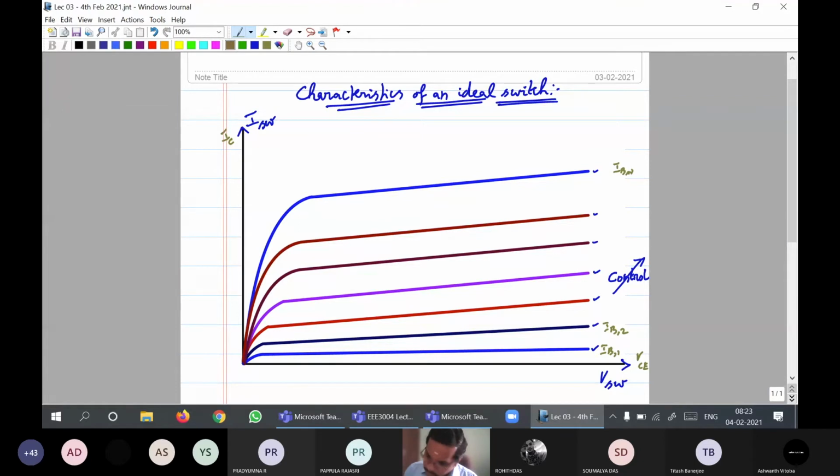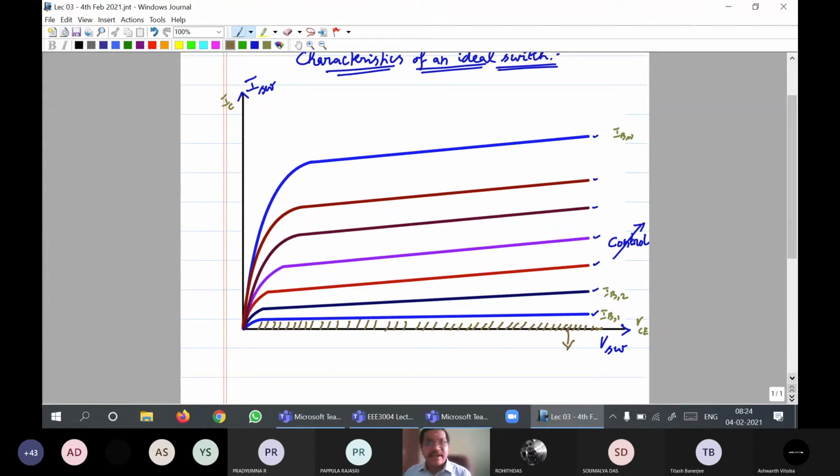I will now try to shade some portion, and then I'll try to find out how you name this region. Do you have a particular name for this region where IC is 0? This region, which I am highlighting now. Do you have a name for this? Cutoff region. Very good. Cutoff. Good.